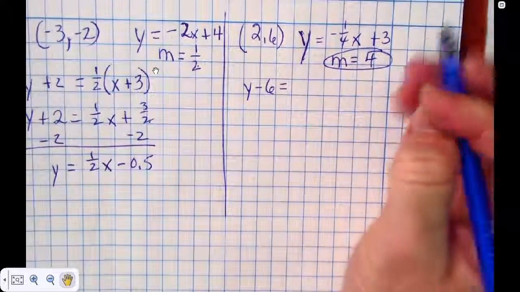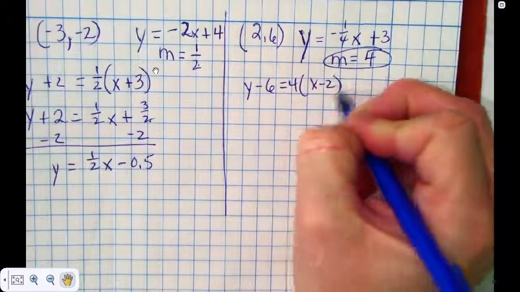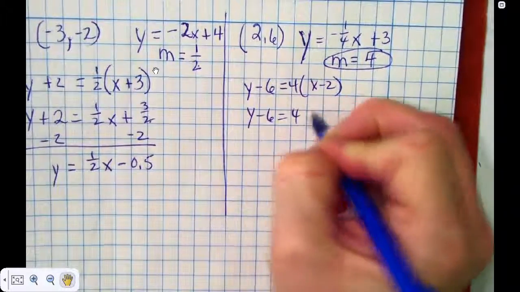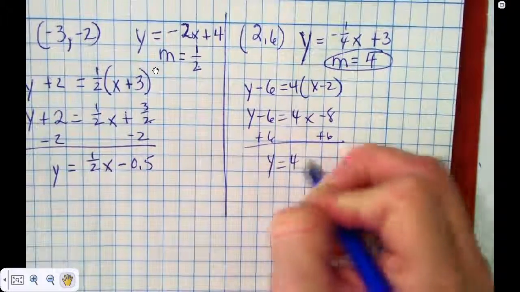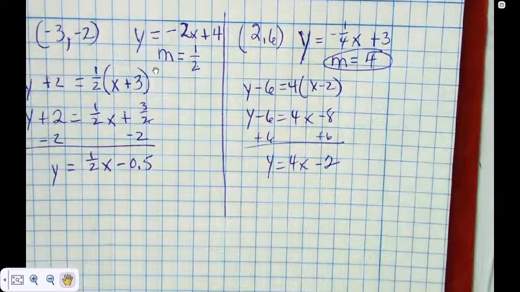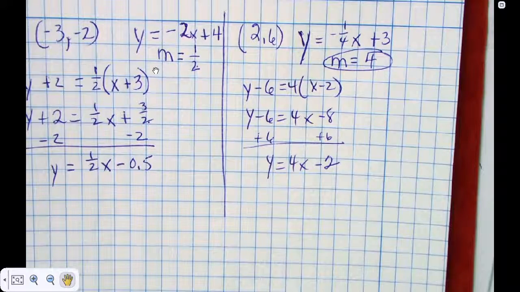Y minus 6 equals 4x minus 2. So 4x minus 8, add 6. Y is 4x minus 2. Okay, any questions about those?